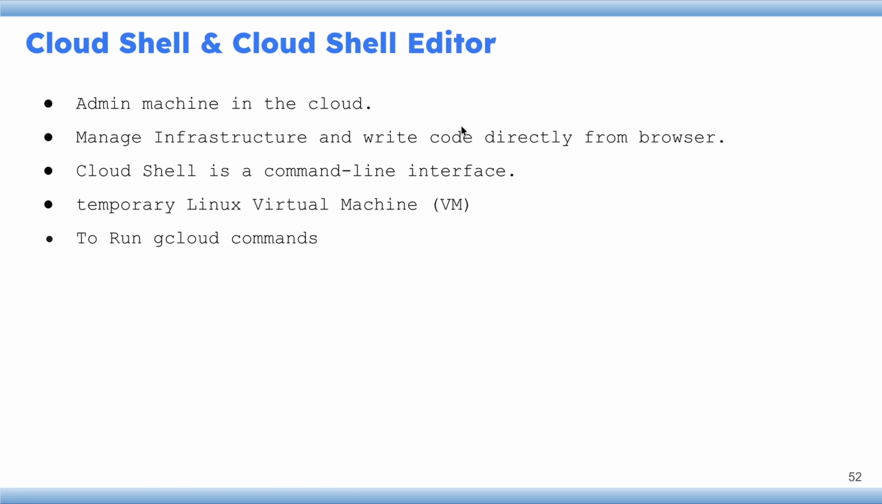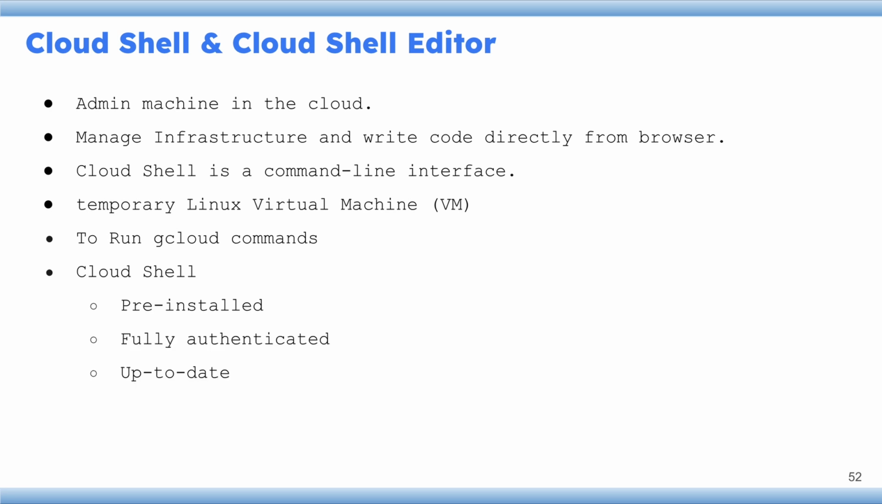It is primarily used for running your gcloud commands, managing your Kubernetes clusters, and executing administrative scripts. And with Cloud Shell, the Google Cloud CLI and other utilities you need are pre-installed, fully authenticated, up to date, and always available when you need them. And this Cloud Shell is free to use, but there are certain limits associated with it, and we'll be discussing those limits in the later part of this video.